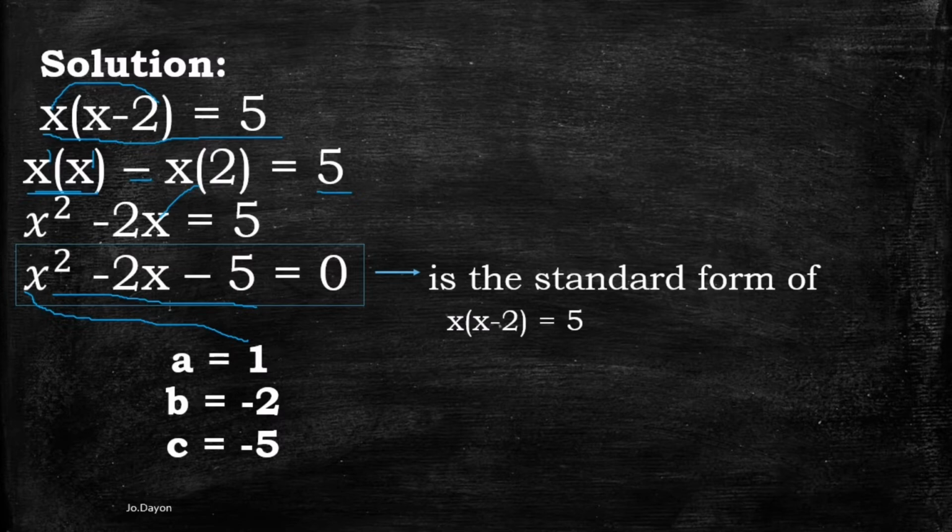If you have observed, there is no 1 here, but if the numerical coefficient is only 1, no need to write 1, as it's already understood that there is 1 as our numerical coefficient. Next, the value of b is coming from the numerical coefficient of the linear term. And for the value of c, which is the constant term, we have here negative 5.